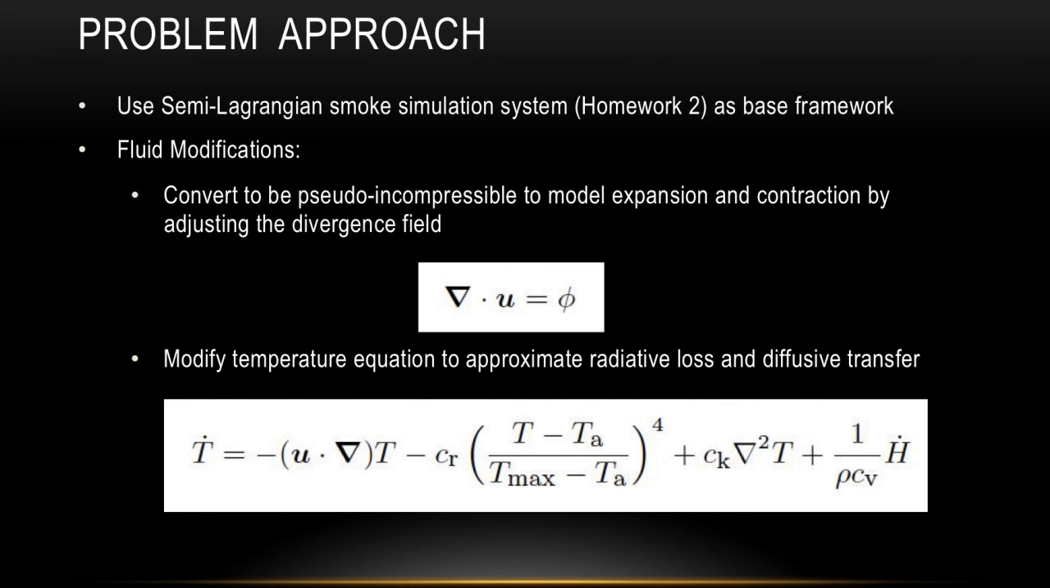The first component in our approach is to use a semi-Lagrangian fluid as the base framework. This fluid is modified to only be incompressible when no particles are present. This allows for particles to influence the divergence field of the fluid, producing the rapid gas expansion effect seen in an explosion. The standard fluid temperature advection equation is also modified to include additional terms which account for radiative heat loss into the environment and diffusive transfer of heat between the particles and the fluid.